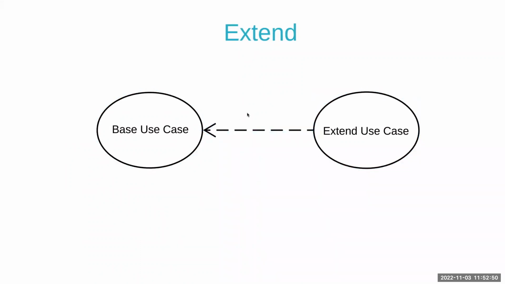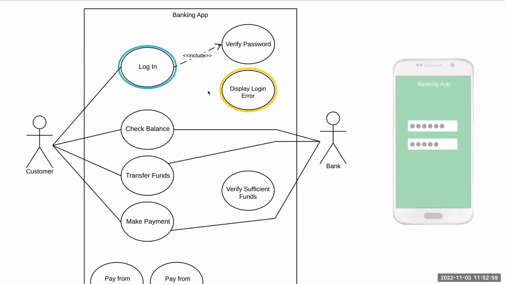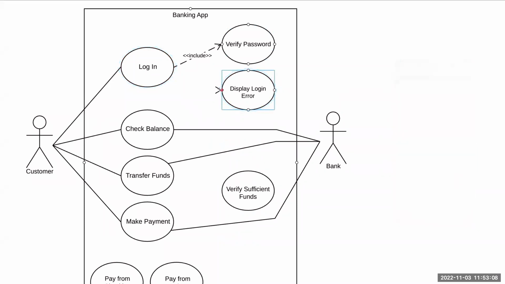When you have an extend relationship, you draw a dashed line with an arrow that points towards the base use case. In our example, login is a base use case, and display login error is an extended use case. Our banking app won't display a login error message every time a customer logs in. This will only happen once in a while when a customer accidentally enters an incorrect password. Since this is an extend relationship, we draw a dashed line with an arrow that points to the base use case and write extend between double chevrons.